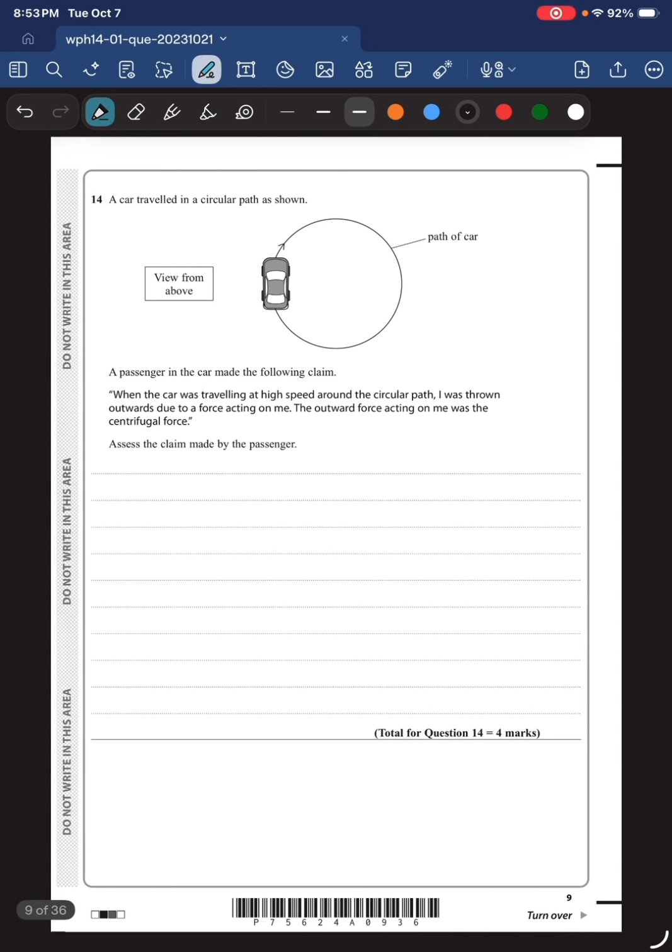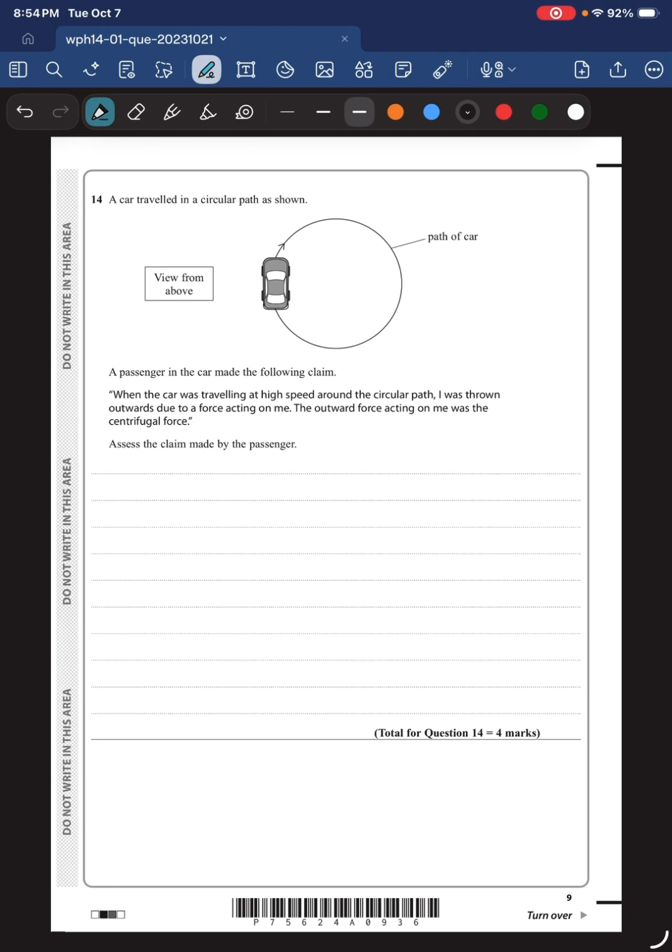Okay, next question. A car traveled in a circular path as shown. Okay, and the view is from above. A passenger in the car made the following claim. When the car was traveling at high speed around the circular path, I was thrown outwards due to a force acting on me. The outward force acting on me was the centrifugal force. Assess the claim made by the passenger, and this is a question for 4 marks. So 4 marks means that you have to give about 3 or 4, ideally 4 arguments to either support the claim or dispute it.